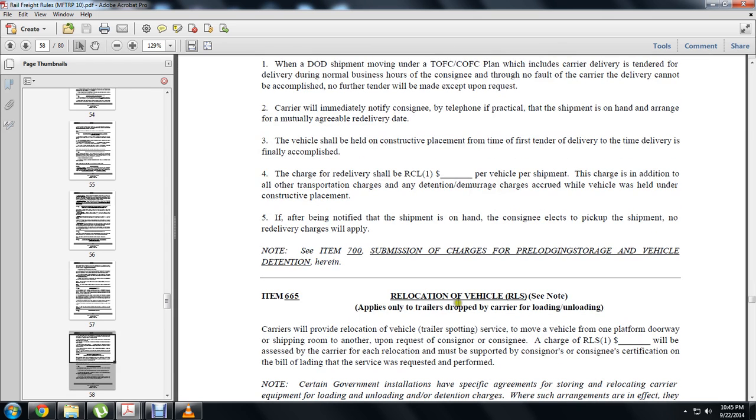The relocation of the vehicle applies only on the trailers dropped by the carrier in loading and unloading. The carriers will provide relocation of vehicle trailers, bodies with more of the vehicle, the platform door, the shipping room upon the request of the consignor and the consignee. The charge of the RLS number of dollars will be assessed and carried. Each relocation must be supported in the consignor and consignee's certification on the bill of lading.